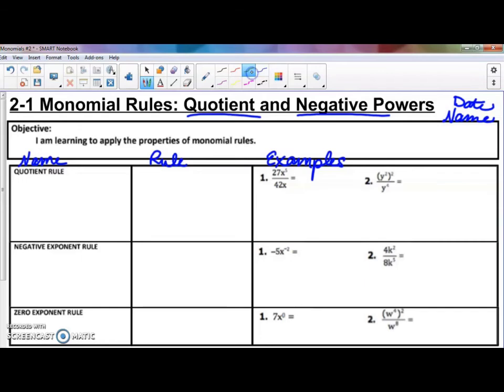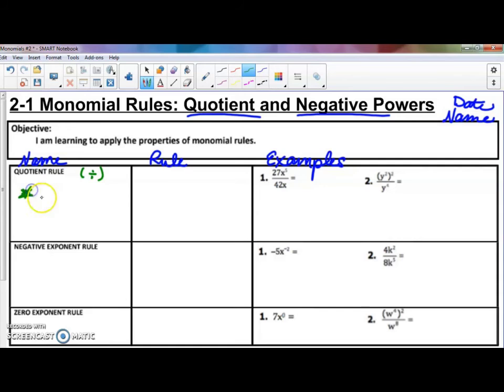We'll start off with our very first one, quotient rule. Quotient means it's the answer to a division problem. Like how product is the answer to multiplication, quotient is the answer to division.